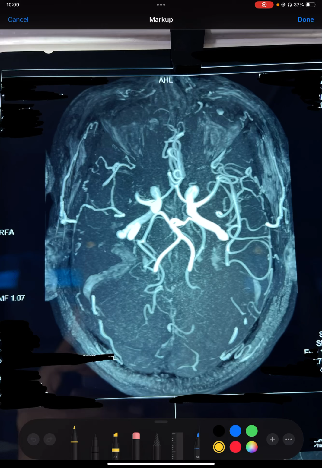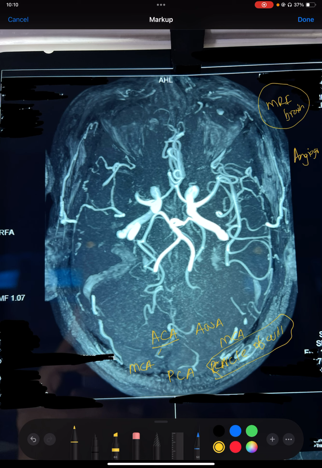Now, this is a very interesting MRI brain, and this MRI brain is showing the angiogram. Angiogram means it is showing the blood vessels, especially the circle of Willis, to see where the infarct is. Now, the circle of Willis is formed by the anterior cerebral artery in front, then the middle cerebral artery, and then the posterior cerebral artery. Same goes on both sides, and these three arteries actually form the complete circle.